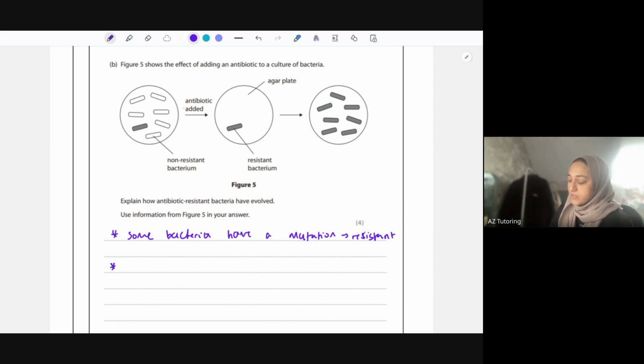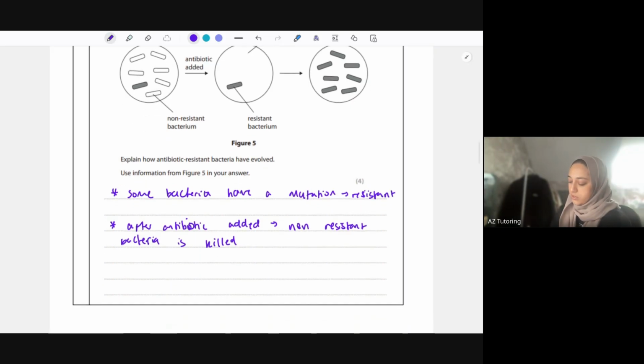And then after the antibiotic is added, you can see that the non-resistant bacteria is killed, which we can see, and the resistant one remains basically.